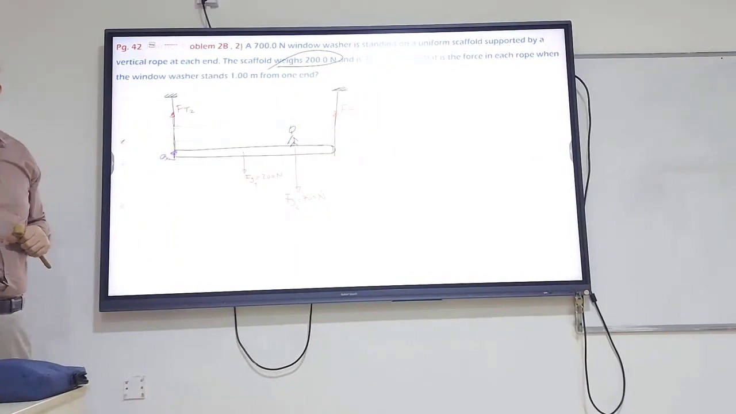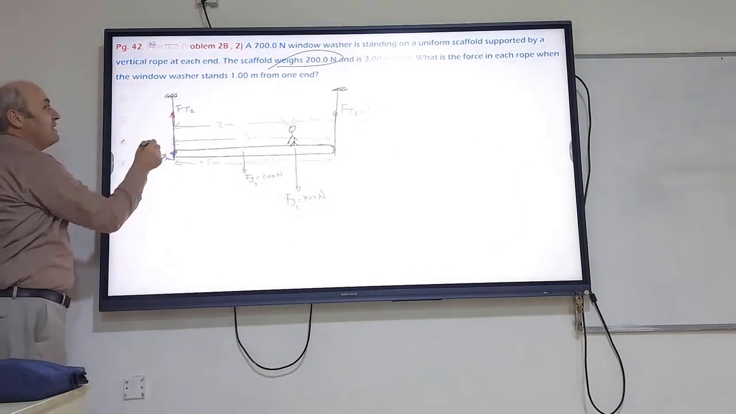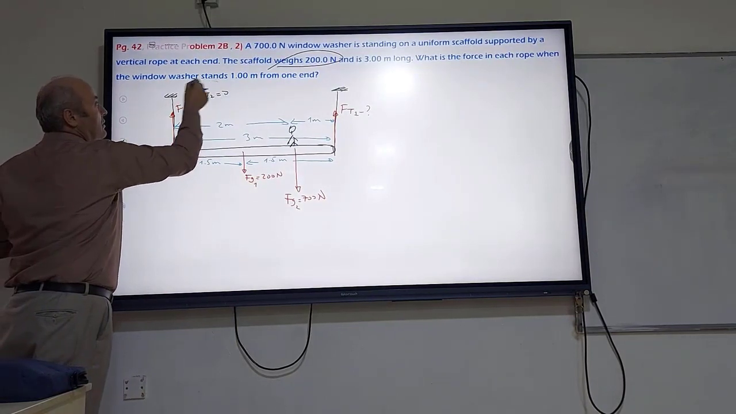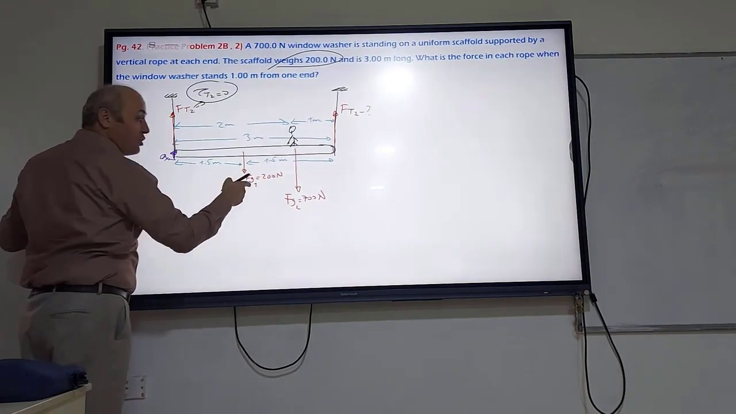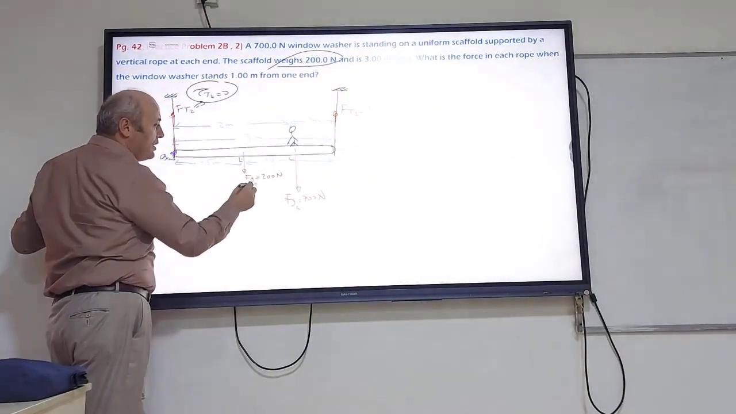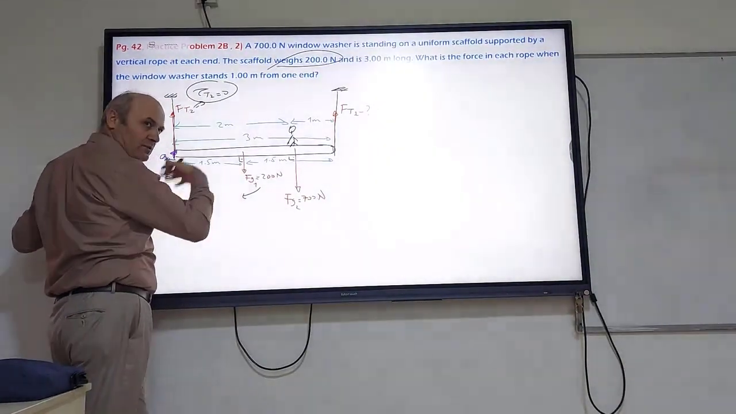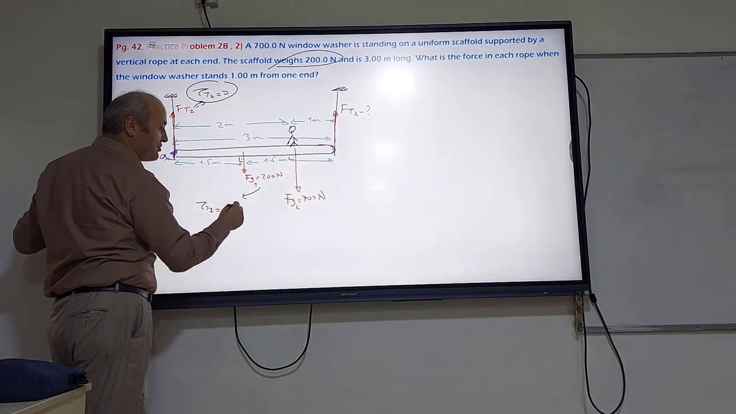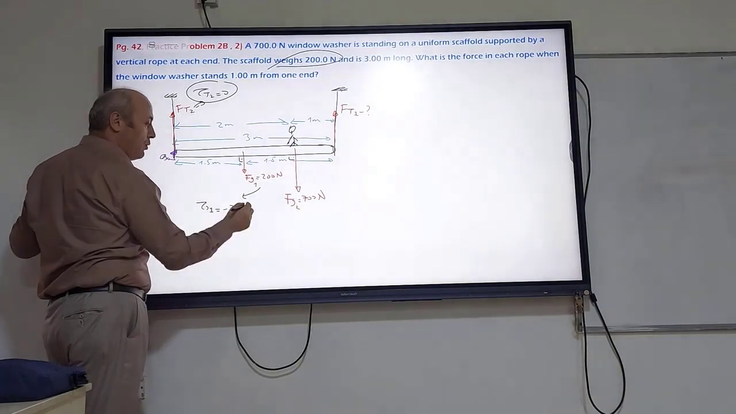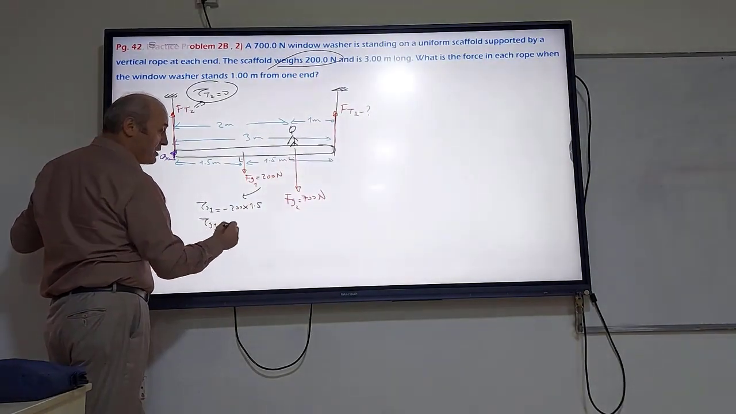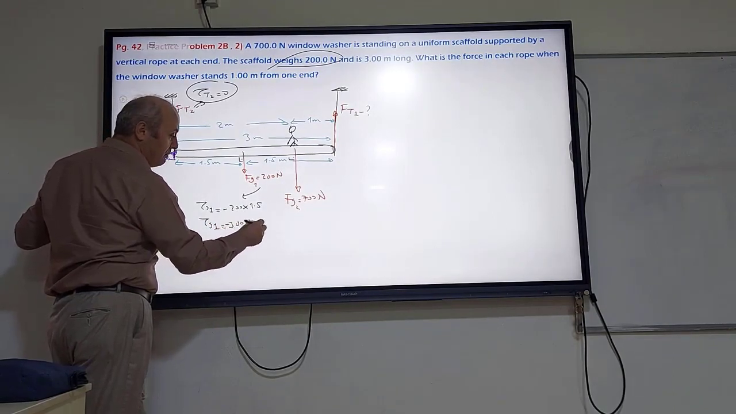Then calculate the torque of each force. What is the torque of tension 2? 0, because it acts on the axis of rotation. Torque of Fg1, these are all lever arms, perpendicular distances. This produces a clockwise rotation. Its torque is going to be negative 200 times, how much is the distance? 1.5. It's going to be 300, I think. Negative 300 Newton meters.